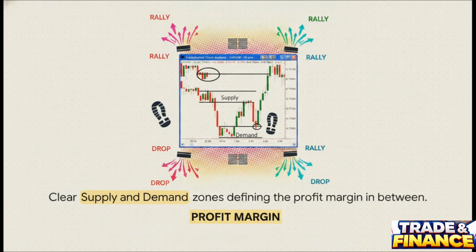That base is just a brief consolidation period, usually about 2 to 5 candles, right before the explosive directional move. That explosive departure? That's your institutional footprint. The space right in between these two zones is what we call the profit margin.